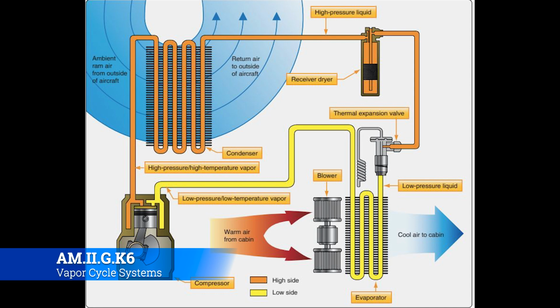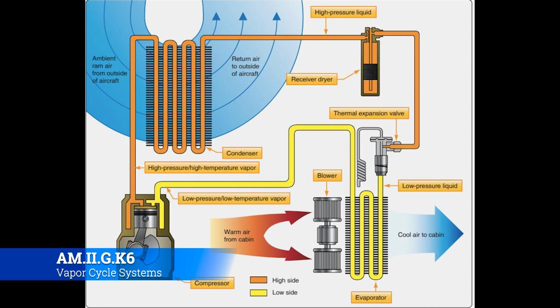Now, the gaseous refrigerant exiting the evaporator is drawn into a compressor. There, the pressure and the temperature of the refrigerant are increased. The high pressure, high temperature gaseous refrigerant flows through tubing to a condenser. Now, the condenser is like a radiator comprised of a great length of tubing with fins attached to it to promote heat transfer.